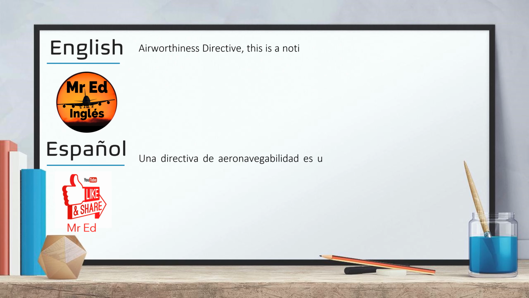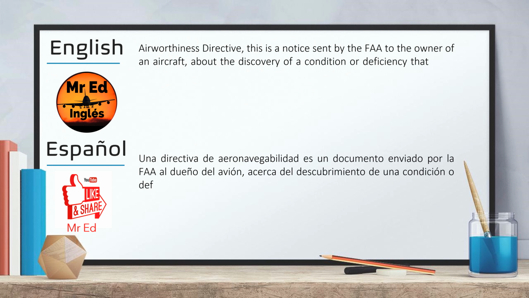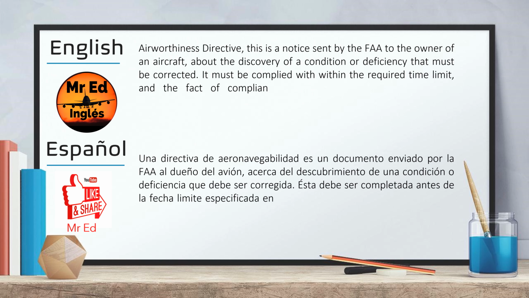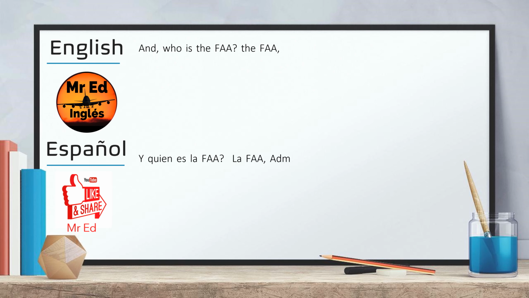Airworthiness directive. This is a notice sent by the FAA to the owner of an aircraft about the discovery of a condition or deficiency that must be corrected. It must be complied with within the required time limit, and the fact of compliance must be recorded in the aircraft maintenance record. And who is the FAA?